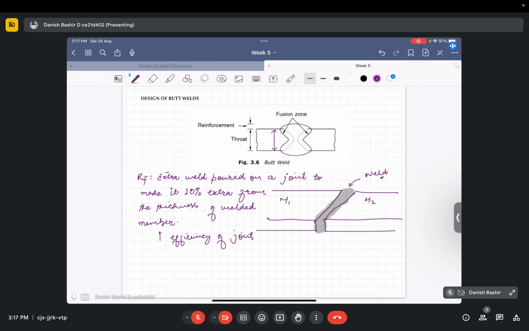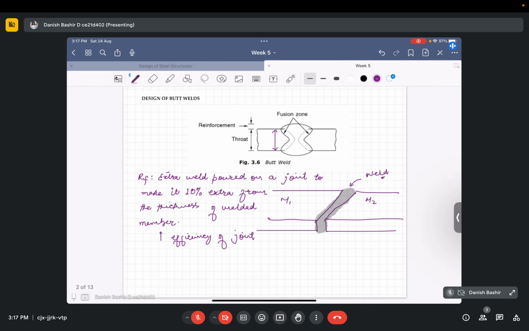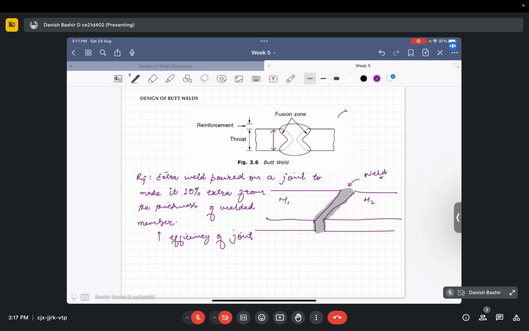Now we have some other specifications here. In case full penetration of a butt weld cannot be achieved, an effective throat thickness of 7/8 of the thickness of the thinner member should be taken. And if there is incomplete penetration, it is taken as 5/8 of the thickness of the thinner member. There are two cases for full penetration as per design. Full penetration we take as 7/8 of the thickness of the thinner member.